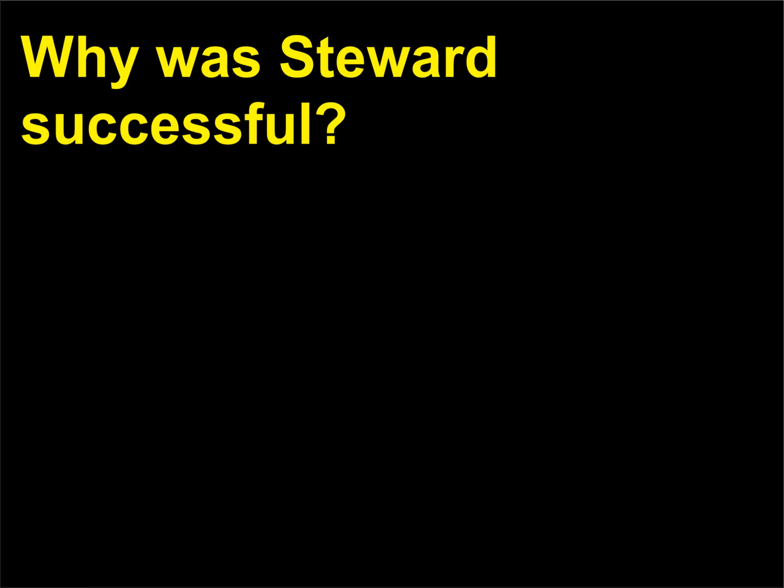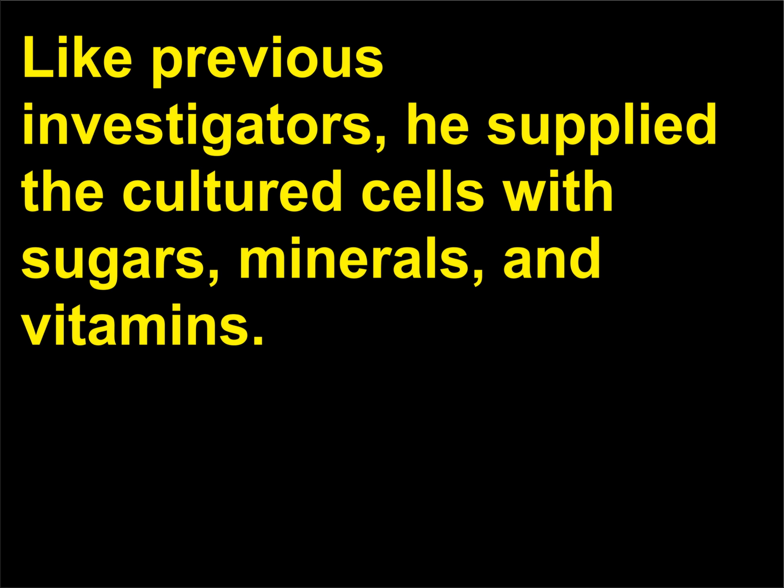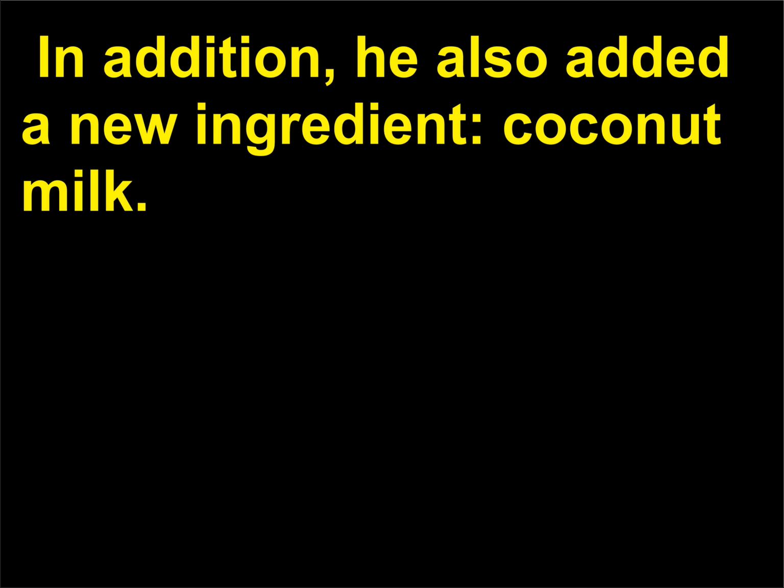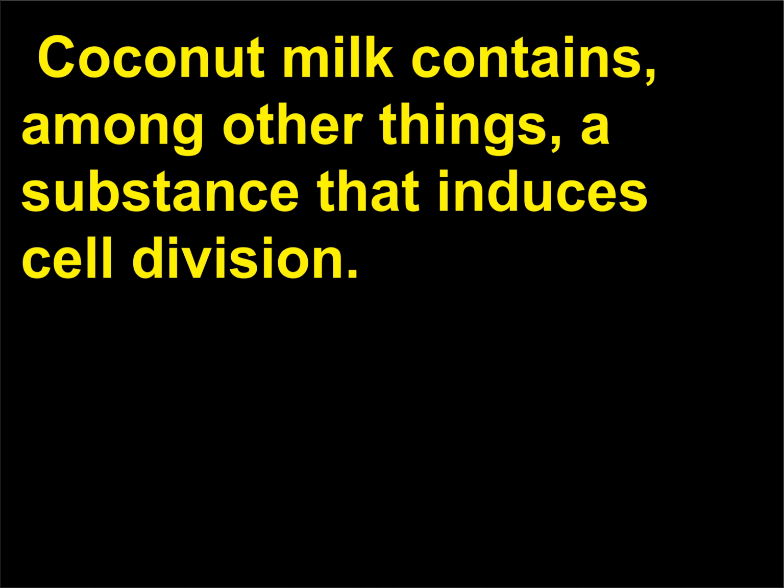Why was Stewart successful? Like previous investigators, he supplied the cultured cells with sugars, minerals, and vitamins. In addition, he also added a new ingredient, coconut milk. Coconut milk contains, among other things, a substance that induces cell division.